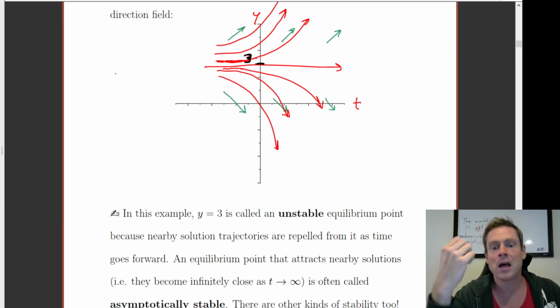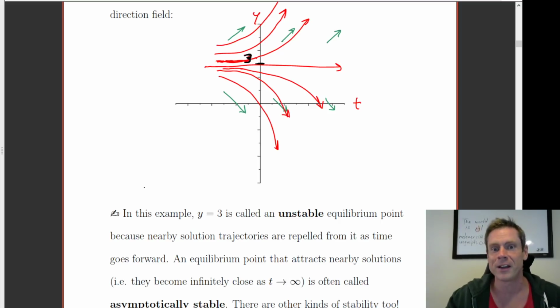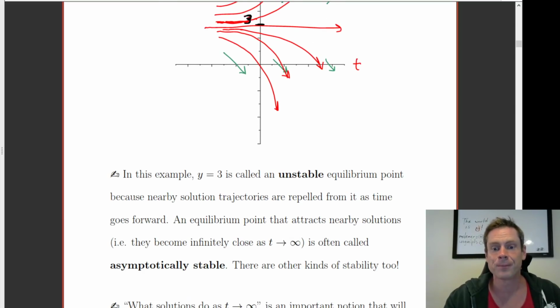That makes an equilibrium point unstable, okay? An equilibrium point that attracts nearby solutions is called asymptotically stable, all right? So if we're going to find other equilibrium values that attract solutions, that will be called an asymptotically stable equilibrium point.